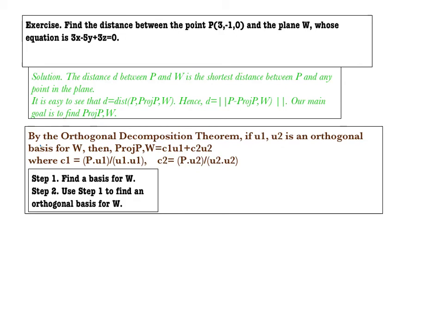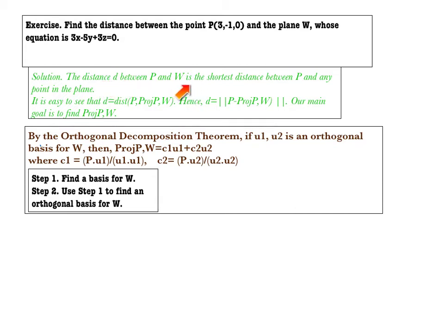Exercise. Find the distance between the point P, whose coordinates are 3, -1, and 0, and the plane W, whose equation is given by 3x minus 5y plus z equals 0. Solution. We're looking for the distance between the point P and W. Let us call the distance lowercase d.